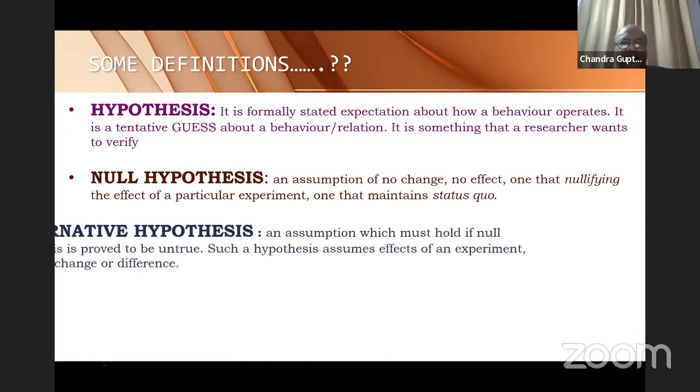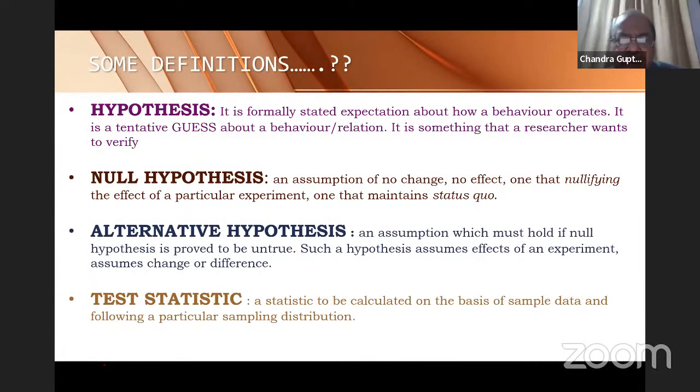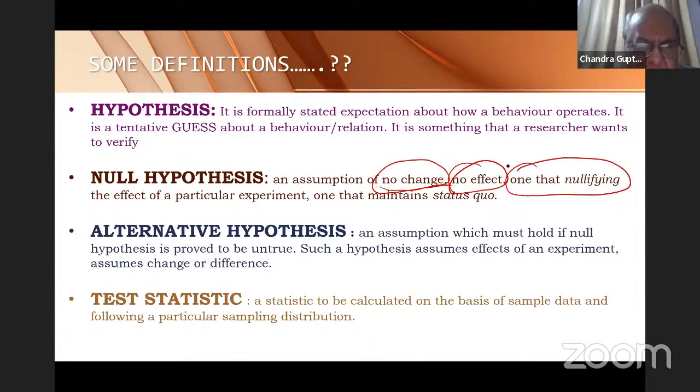So hypothesis: I have already defined it as formally stated expectations about how a behavior operates. Null hypothesis means the assumption of no change, no effect, one that nullifies the impact of the experiment, one that maintains the status quo. And when the null is rejected, what is true will be your alternative hypothesis.